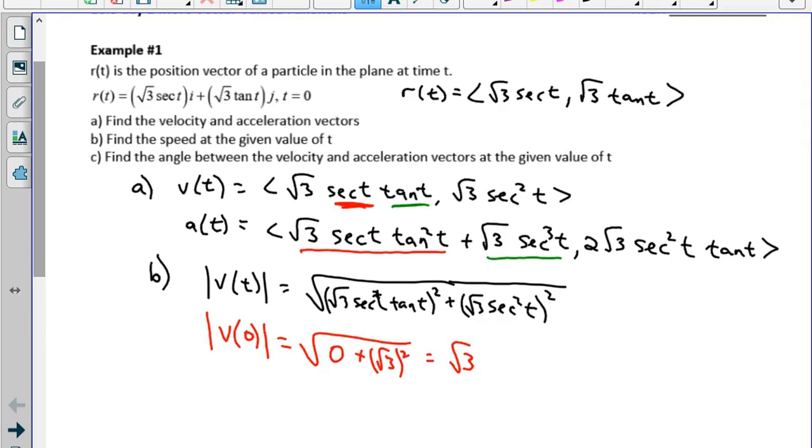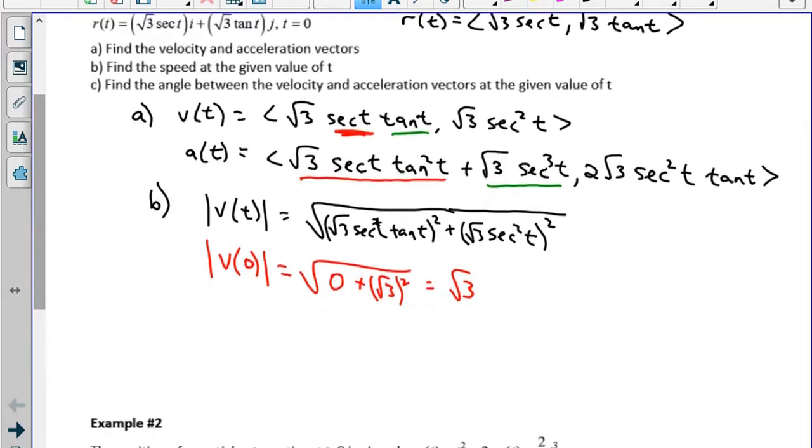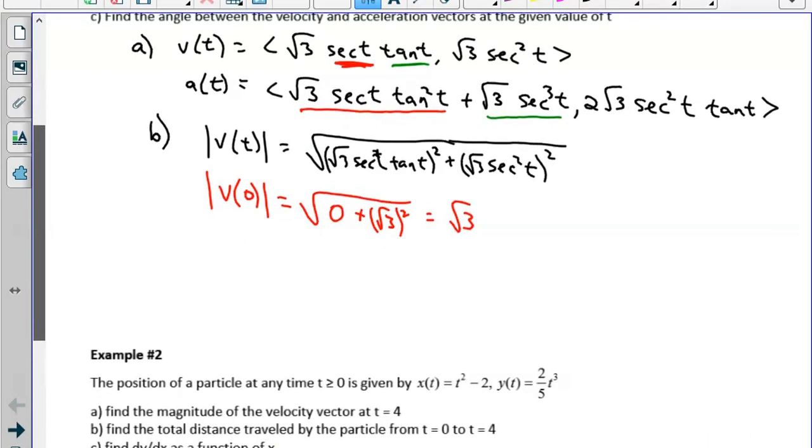Notice that means you have to know that secant of 0 is 1 and tangent of 0 is 0 in order to do that problem. Secant of 0 is 1. I can't remember if I said that, but secant of 0 is 1 and tangent of 0 is 0.